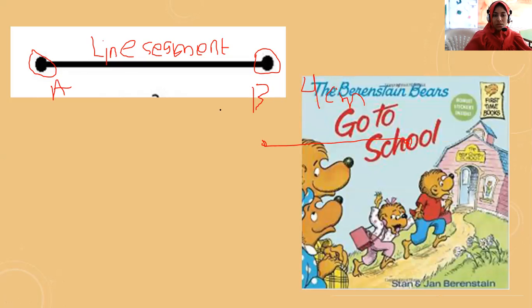If you can see, this is a book cover, or you can say that you have a book. The borders of the book are called a line segment because it has a definite length. You cannot increase the book's borders, nor can you decrease them. It has a definite length, so it is called a line segment.